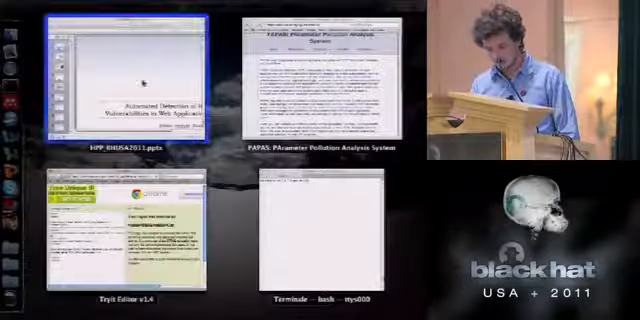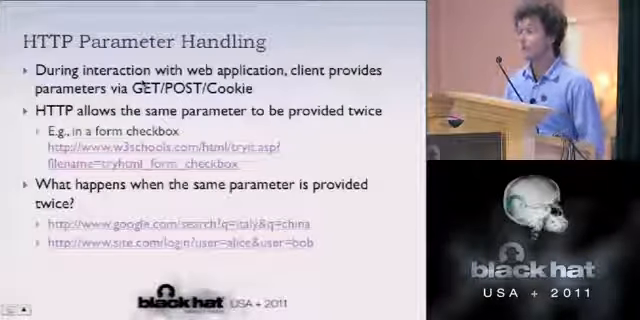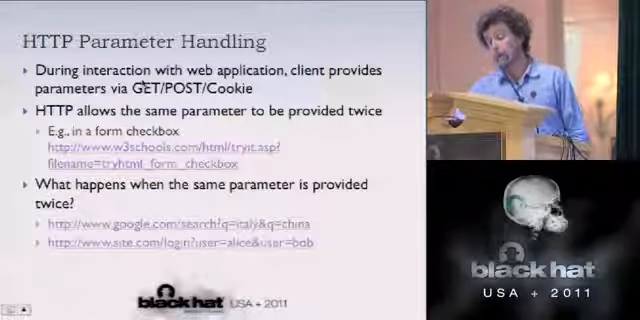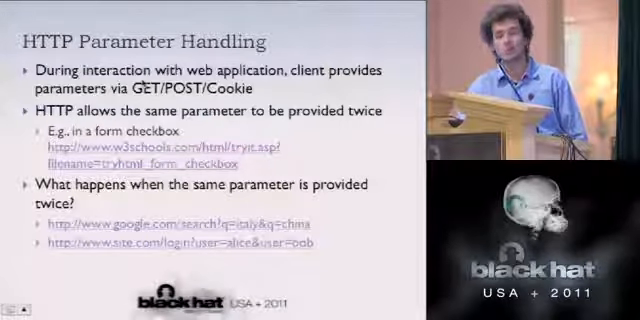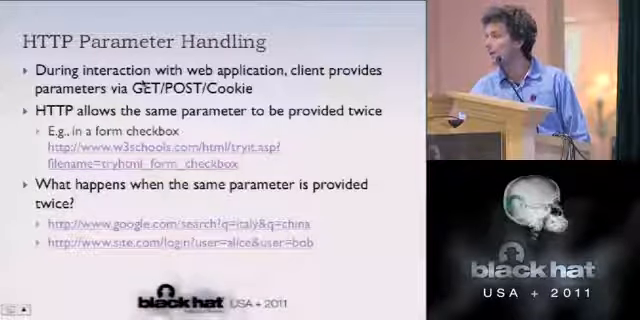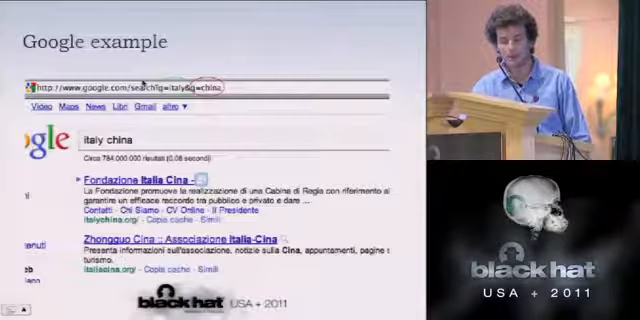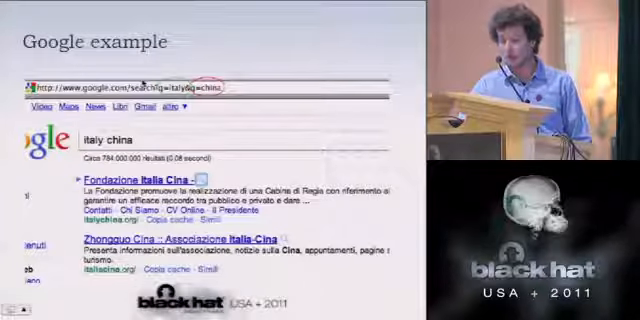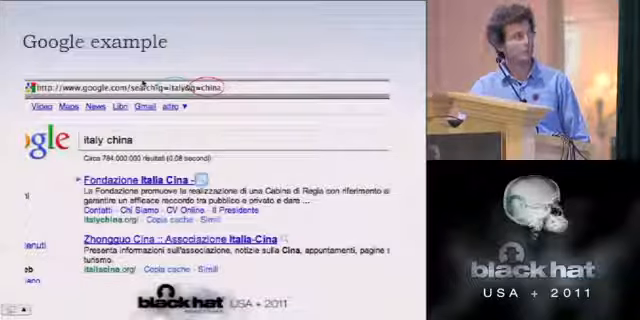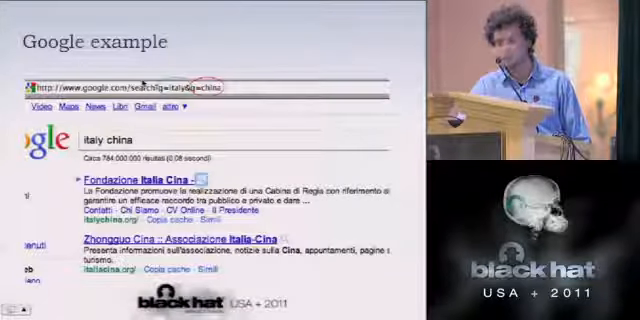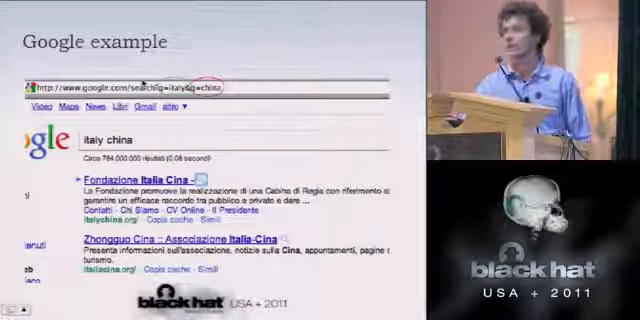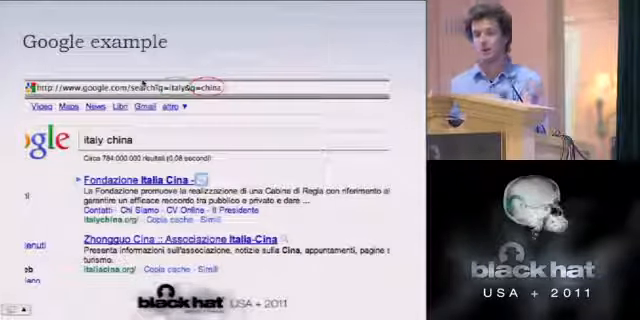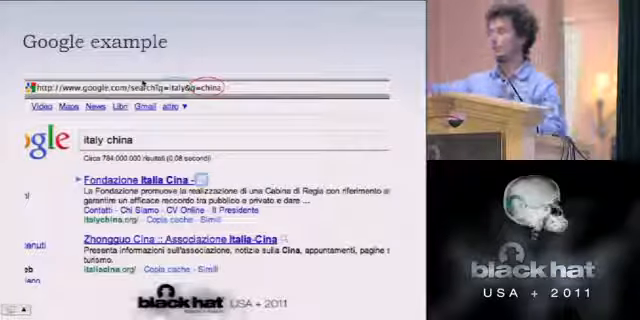So there is nothing bad with this. What we can ask ourselves is what happens when the same parameter is provided twice, when you have an application that usually accepts a single parameter. Let's look at Google. In Google you can query for Italy, and then query again for China, so I duplicate the q parameter twice. What Google does is concatenate both values, putting a space in between, so you end up with the string Italy space China.